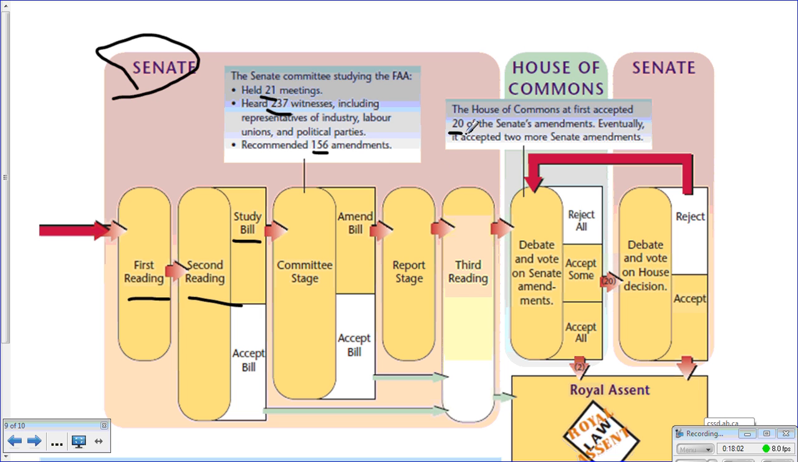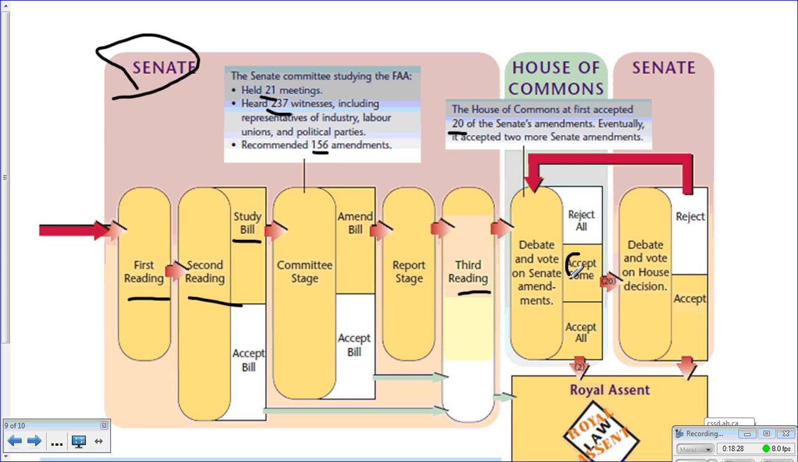The House of Commons eventually accepted 20 of them. So out of the total, 42 out of the 272 that were recommended were eventually put into the bill. So again, first reading, second reading, third reading, they both have to agree on the same wording of the same bill.